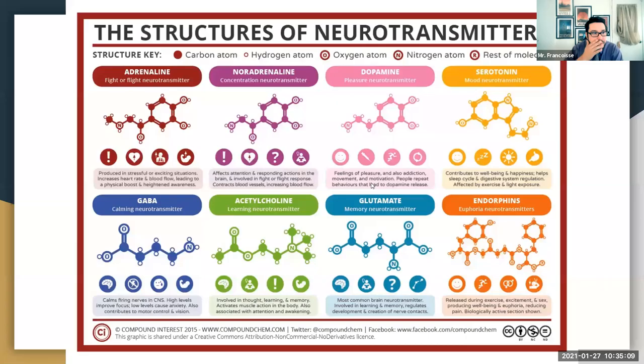Okay. So first, this looks crazy. What are we looking at, right? We have the structures of neurotransmitters. So these are our neurotransmitters. Look at these things. So what I want you to do is just look at the names: adrenaline, noradrenaline, dopamine, serotonin, GABA, acetylcholine, glutamate, endorphins. Are there any of those terms that you guys have heard before? Have you heard of any of these neurotransmitters? So these are chemicals that are released by our brain. Awesome. So what are some that we may have heard of before?